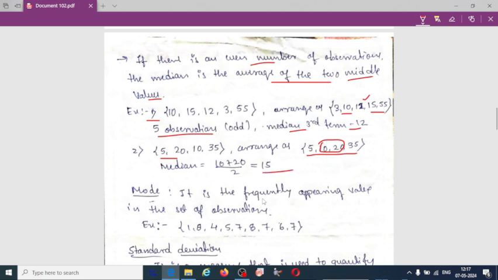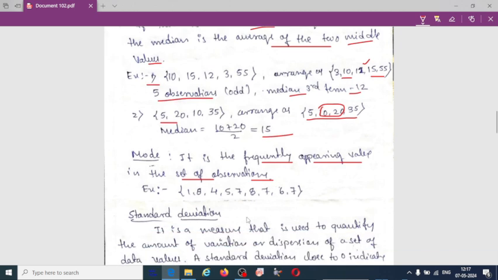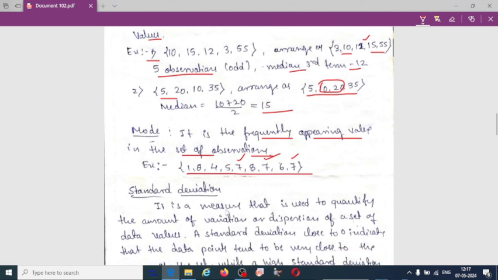Mode, it is the frequently appearing value in the set of observations. Means if the same number is repeated in the set of observations, that we call as mode. Here if you take these numbers, 7 is repeated many times. So this is what? Mode.